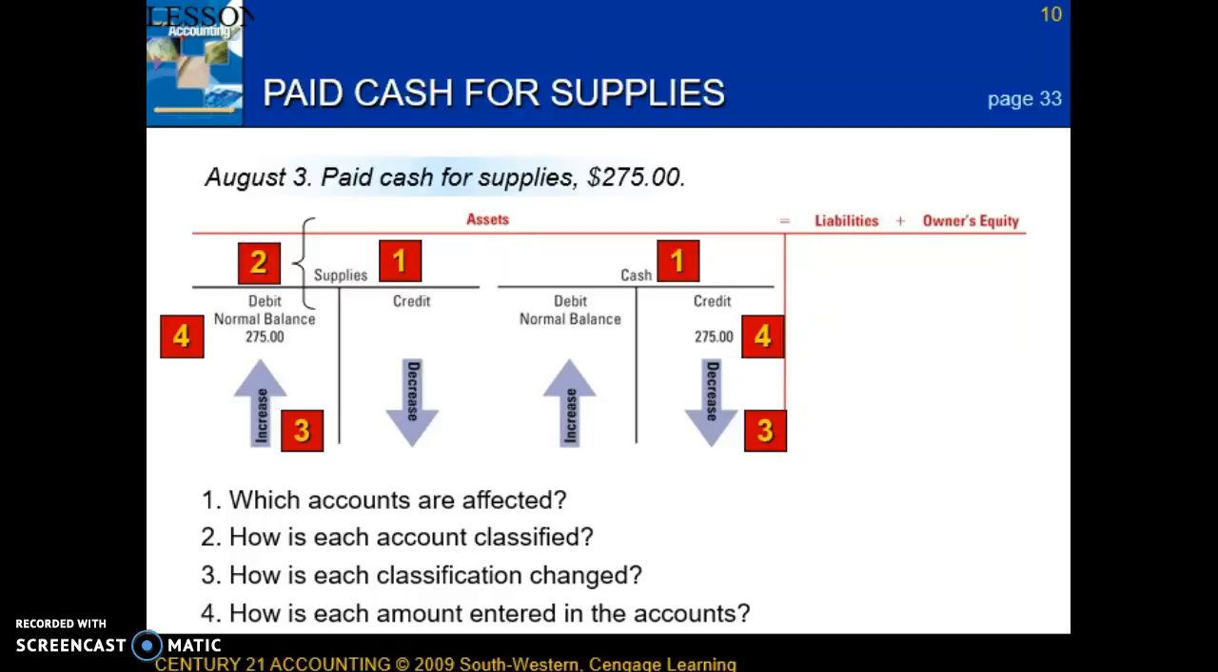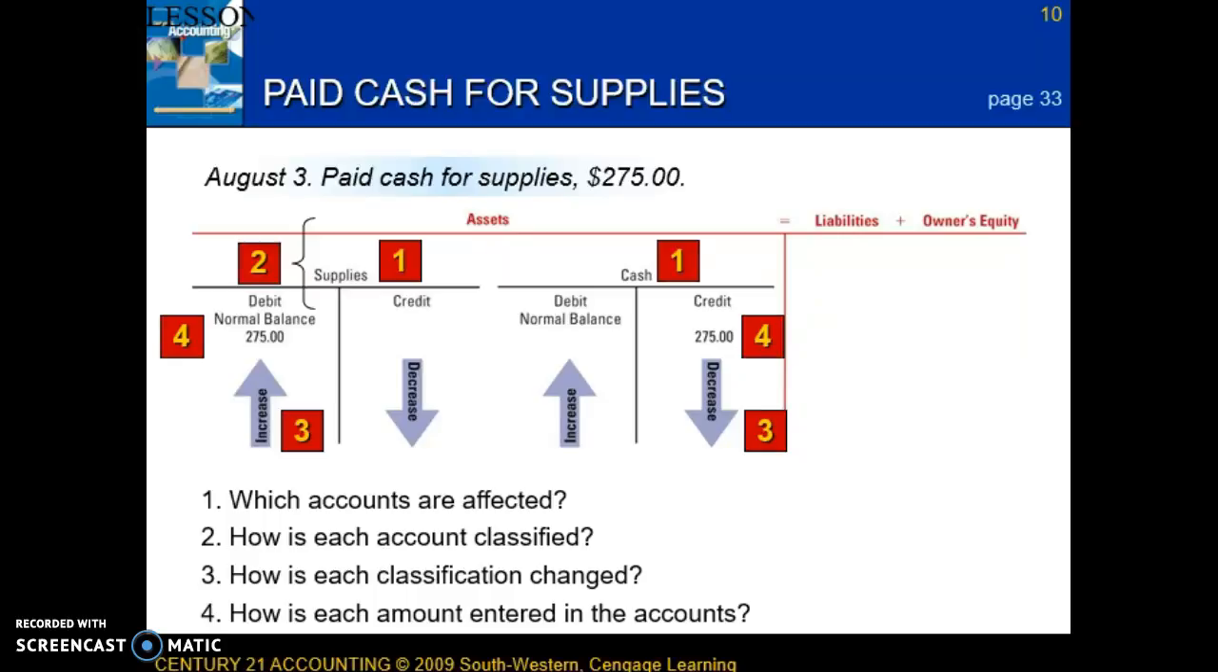So if you go through our questions, which accounts are affected? Paid cash for supplies, we know that's going to be supplies and cash. Now, if you look at that, you may want to put cash first, but we typically want to put the debit first and then the credit second. So you might as well get in the practice of doing so now. So our supplies is written first and then cash.